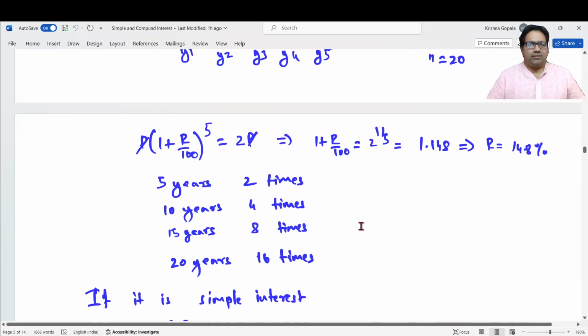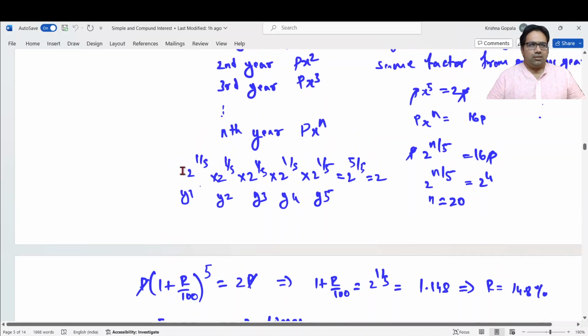Another easy way. In 5 years it is doubling. That means in 10 years it goes again by the same factor. If it is 2, it becomes 4, whatever the amount. Again in another 5 years, this amount will get doubled. The same multiplication, right? 2 into 2 is 4, 4 into 2 is 8, 8 into 2 is 16. Every 5 years, it gets multiplied by 2 times.